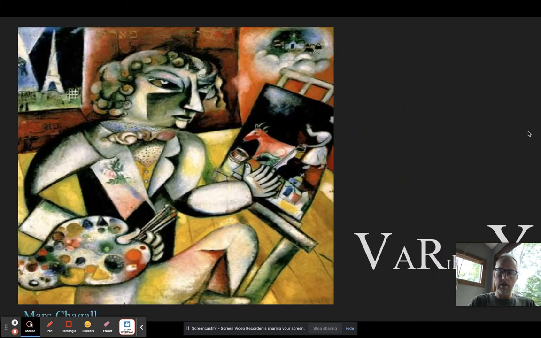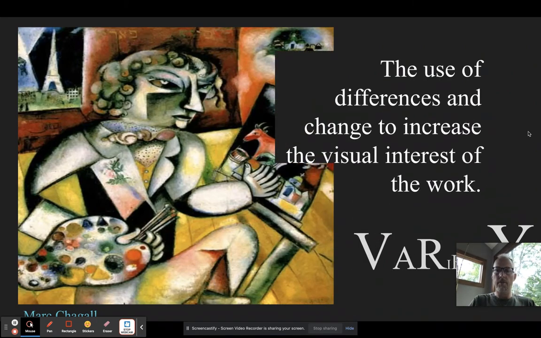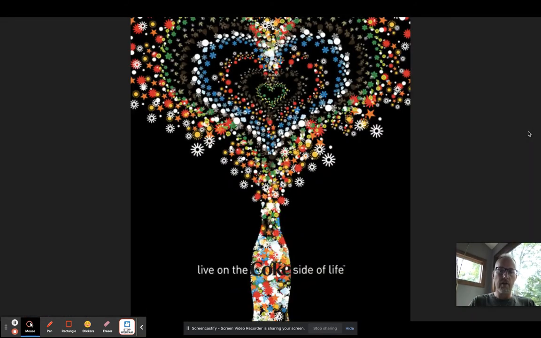Variety, as in the Chagall painting, is the use of difference and change to increase the visual interest of the work. We can do that in all kinds of different ways. So in this Coca-Cola ad here, we have some different things happening in variety. We've got the variety of shape, from the Coca-Cola bottle to the little floral and star designs that are coming out of the Coke bottle, to the shapes creating the heart at the top, to the negative space. We've got contrast of colors that are all adding a lot of variety to the image and drawing emphasis where we want it.